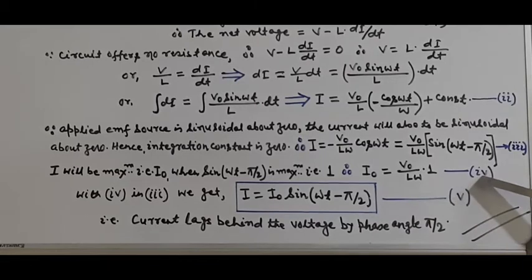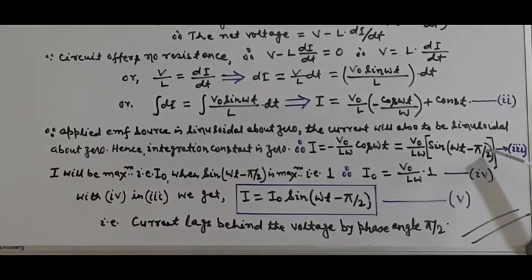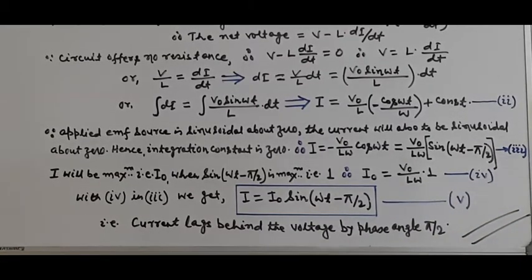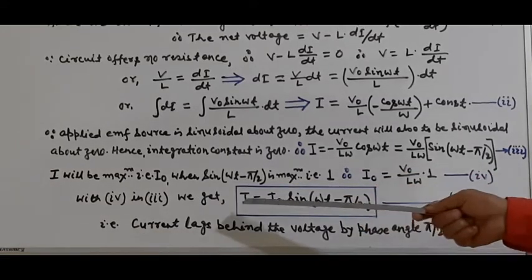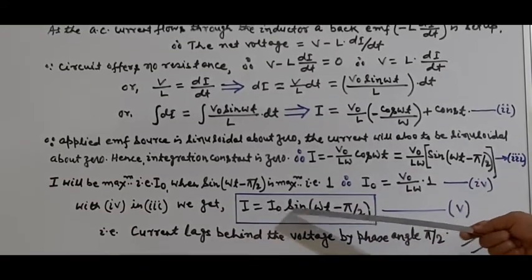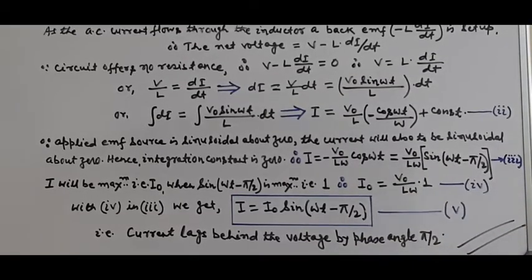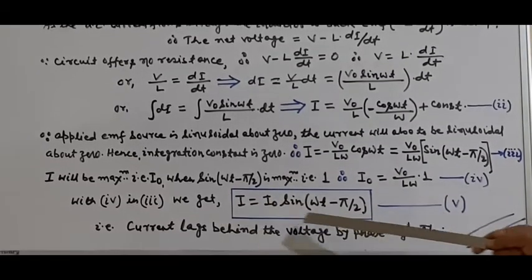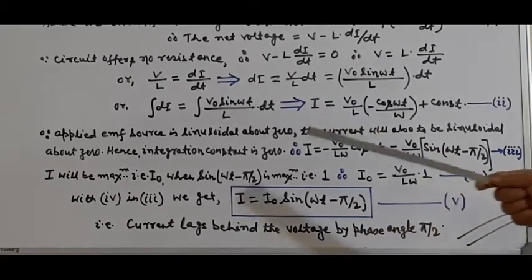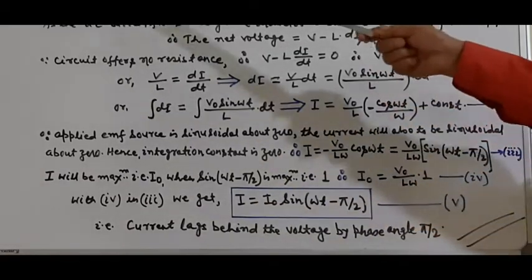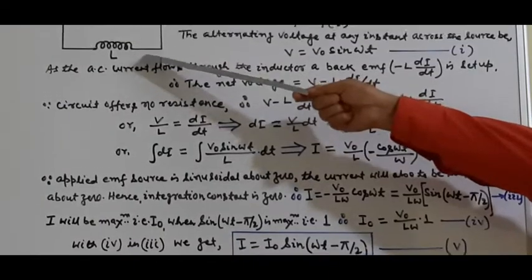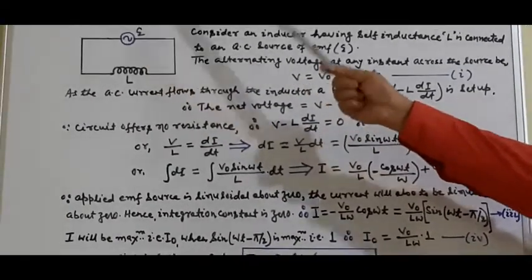This is equation 4. Now put it in equation number 3 and see what the equation becomes. We get I is equal to I naught sin omega t minus pi by 2, because V naught by L omega is equal to I naught. So this equation 5 gives the value of the instantaneous current flowing through the inductor which is connected to an AC source of EMF E.